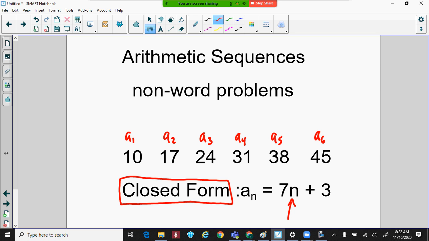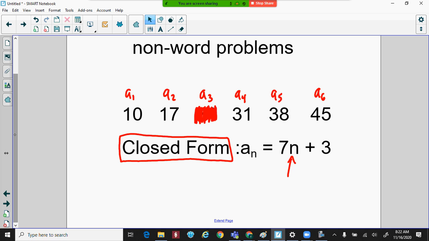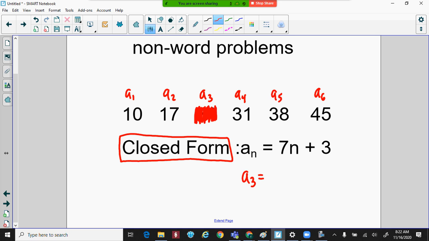Now let's play the what if game. What if you didn't know what your third term is? Now I know it's 24, but let's say you didn't know that. If you were looking for your third term, here's what you would do, especially if you're given the closed form formula. I'm looking for a of 3, so I would take 3 and plug it in for n. So it would be 7 times 3 plus 3.